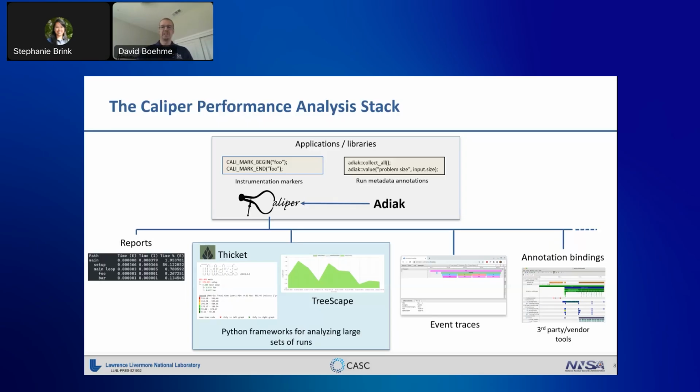In addition, you can also generate event traces and use them with tools like Chrome Trace browsers or Perfetto, if you're familiar with that. And as I mentioned, you can also forward Caliper annotations to other tools, in particular vendor tools like NVIDIA's Insight tools or AMD's ROCm tool stack. So as I mentioned, Caliper is a key piece in our performance analysis infrastructure here.